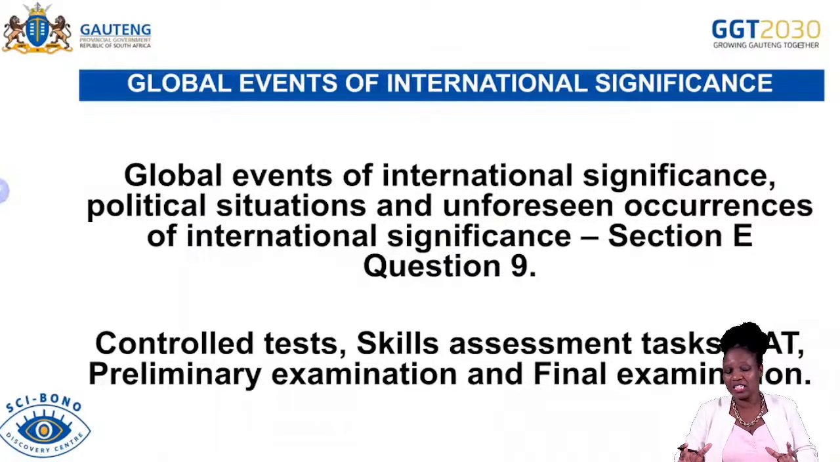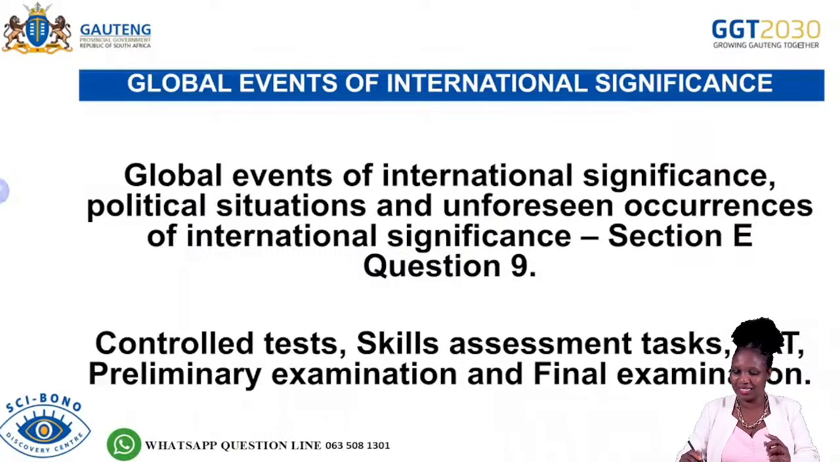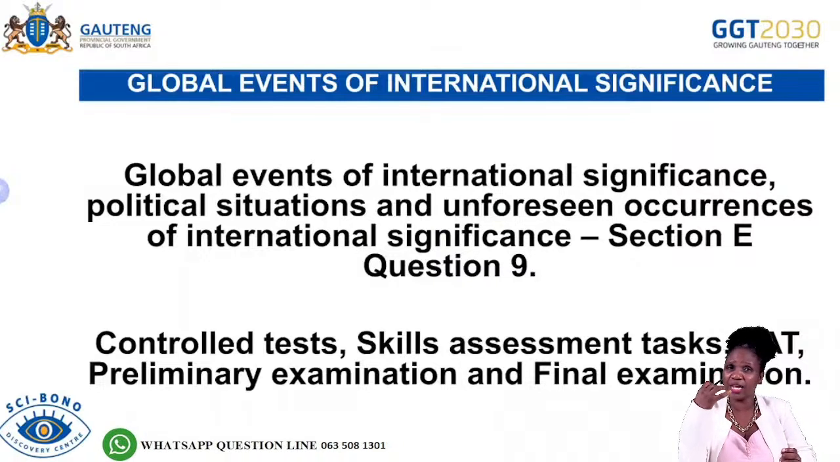Let's move on. We are going to look at the global events of international significance, and political situations and unforeseen occurrences of international significance. We are going to look at all these aspects, all right? And then in your examinations, you are going to come across the questions on section E, question 9.